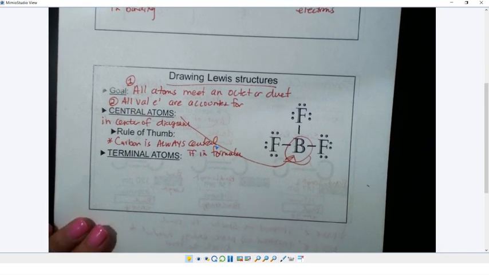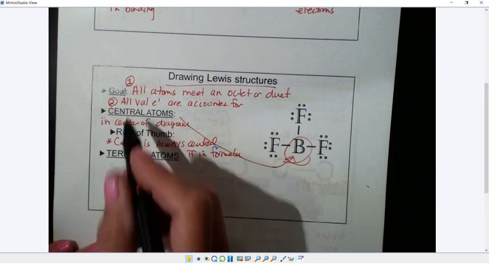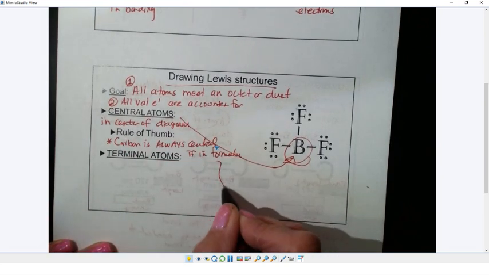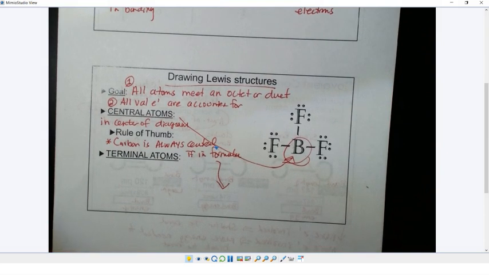I'm still on central atoms. I didn't give myself enough room. So that's one thing to go by: if carbon is present.